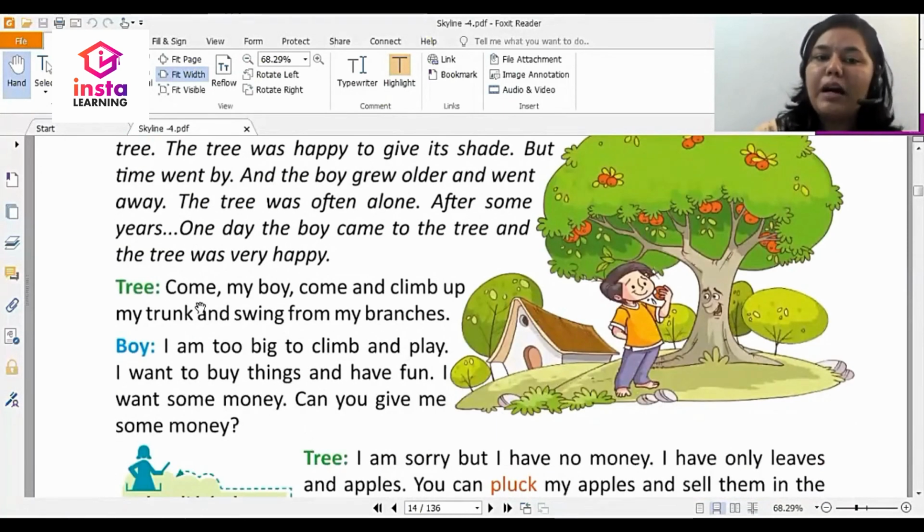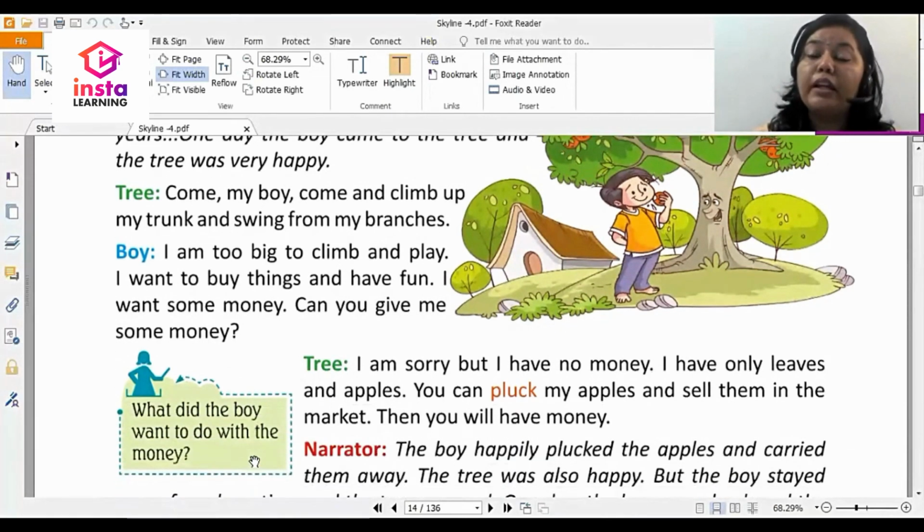Tree: Come, my boy, come and climb up my trunk and swing from my branches. Boy: I am too big to climb and play. I want to buy things and have fun. I want some money. Can you give me some money?